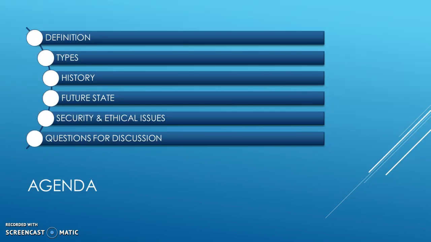Here's an agenda of what I will be going through. First, I will give you a general definition, then the different types of healthcare information systems, history on the systems, what the future looks like, some security and ethical issues, and then I will give you some questions for further discussion.